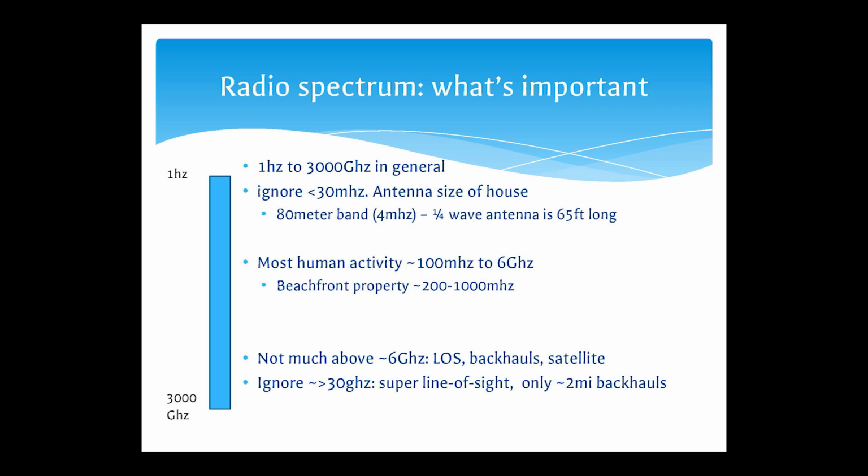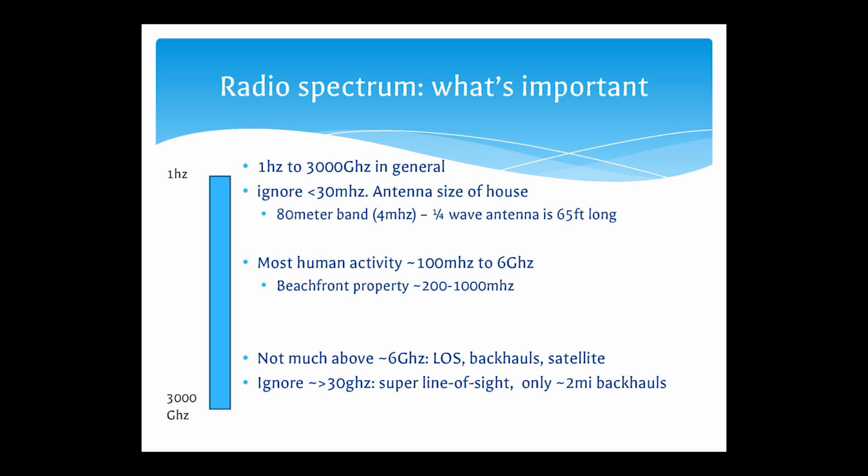Of these, you can ignore pretty much anything under 30 megahertz, because those have antennas that are literally the size of your house. If you have a neighbor in your block who's an amateur radio operator, sometimes some of those guys use, for example, the 80-meter band. 80 meter is actually the wavelength. The radio waves are 80 meters long. So that means if they put up one of the shortest antennas they can put up, a quarter wave antenna, it will be 20 meters long or 65 feet.